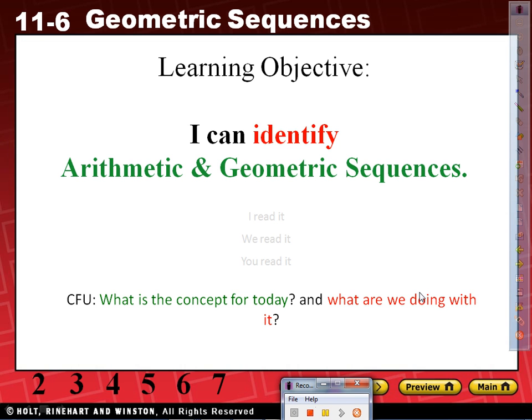Go. Our objective for today: I can identify arithmetic and geometric sequences. Let's read together. 1, 2, 3. I can identify arithmetic and geometric sequences. So this is the first lesson that's going to prep us for Algebra 2 and geometry. It's a little bit out of the scope of algebra, because it's prepping us already for what's coming up next.